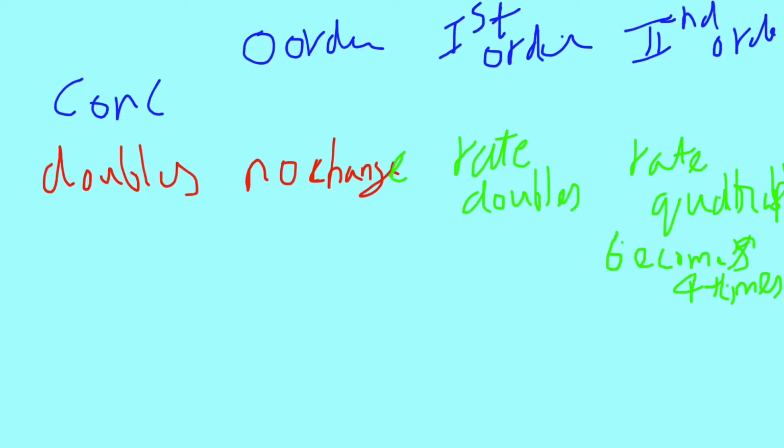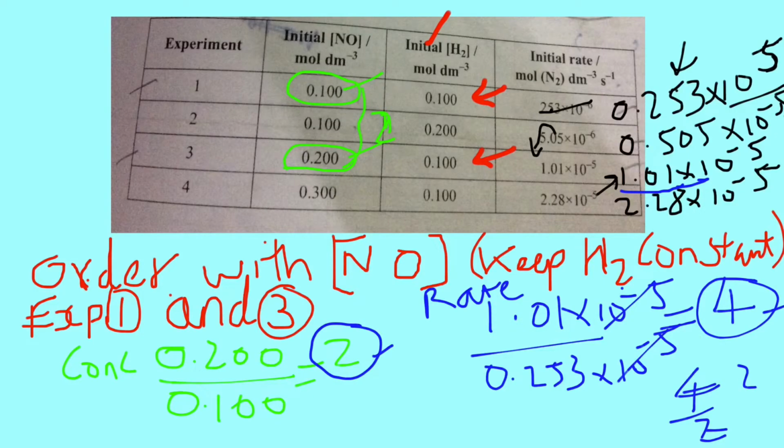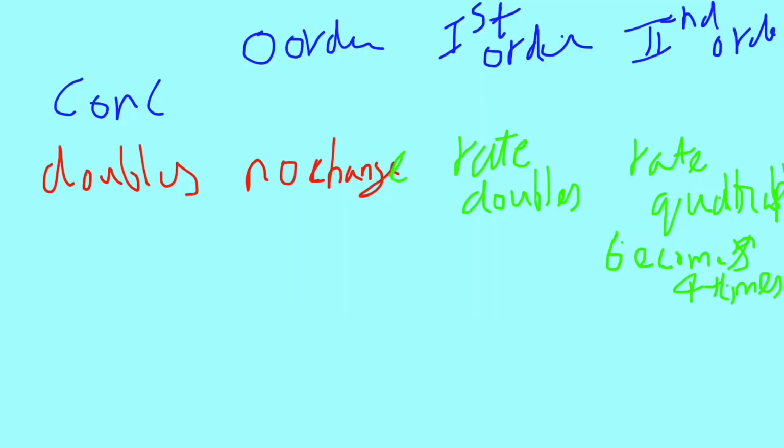So for zero order there will be no change at all. And for first order, if concentration doubles, rate also doubles. Means both the values will be the same. Like if we get concentration as 2, and rate also as 2, then that means it is first order. If the same value we are getting, then it is first order.